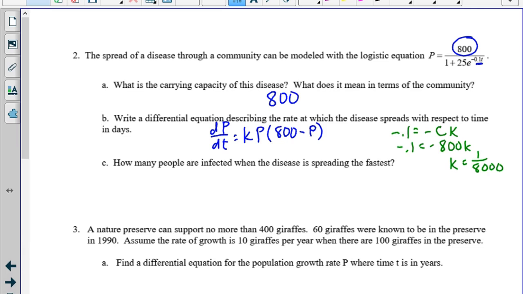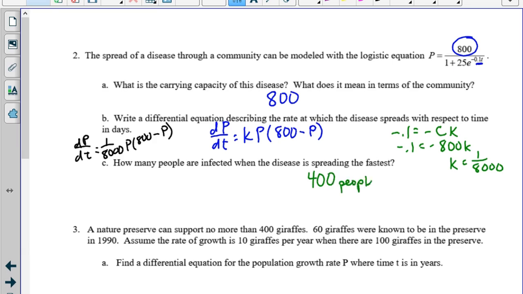So my final equation is going to be dp/dt equals 1 over 8,000 p times (800 minus p). And I know I wrote that really sloppily, so I'll move that so you can see it. Part C, how many people are infected when the disease is spreading the fastest? This is 400.